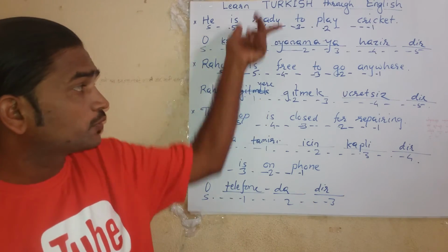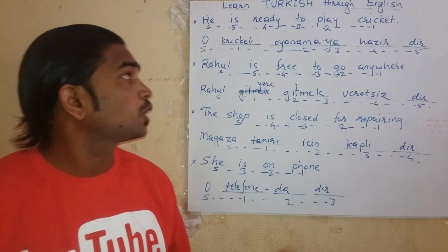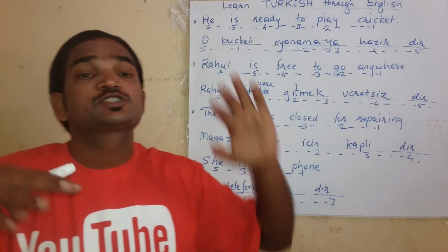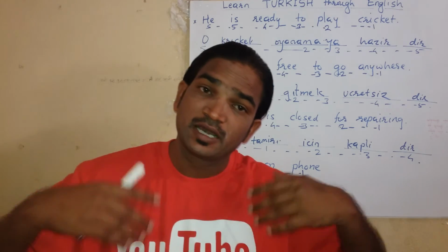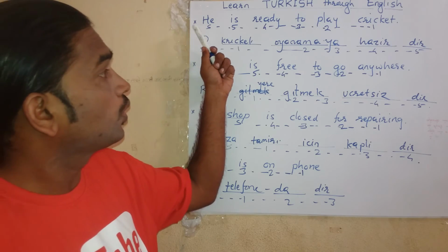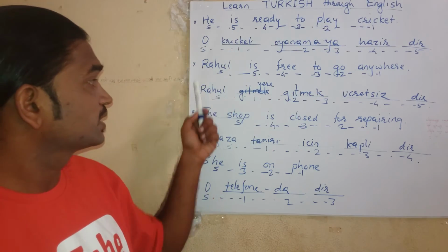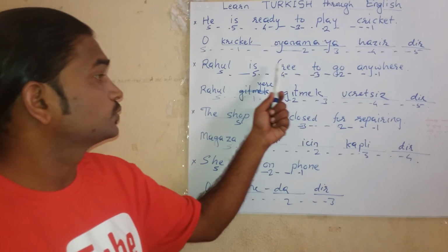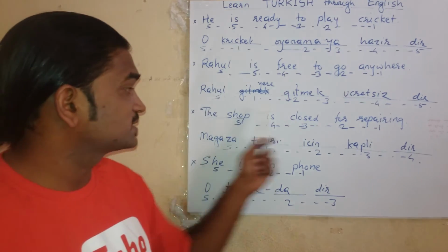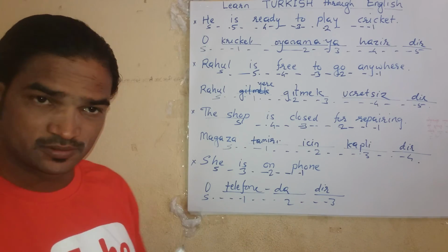Now, we look at all these English sentences, but we should try to speak all these sentences in Turkish language. First, I will try to speak that. After that, you can try. Okay? Now, I will try. Look here. O cricket, o inam ya hazir dir. Rahul ere git me usret siz dir. Magza tamiri isin kapli dir. O telephone da dir. Okay?